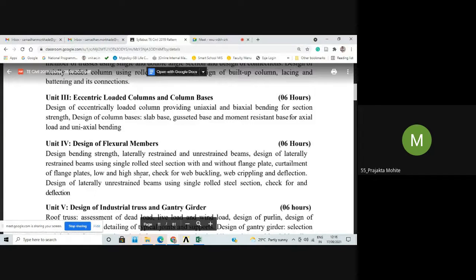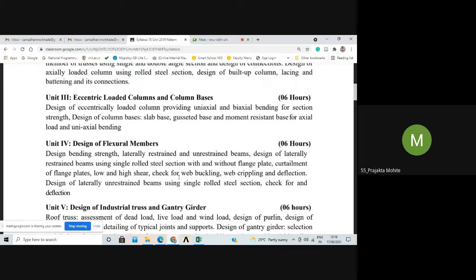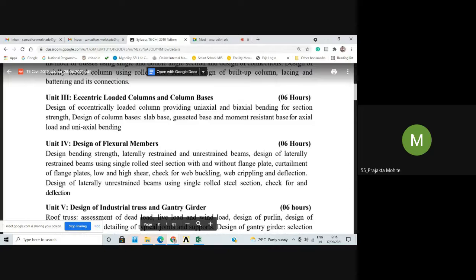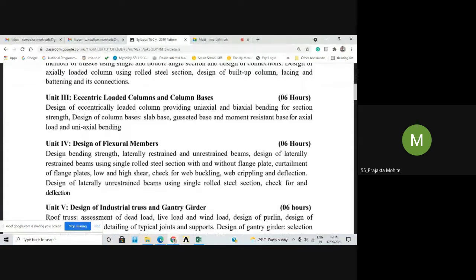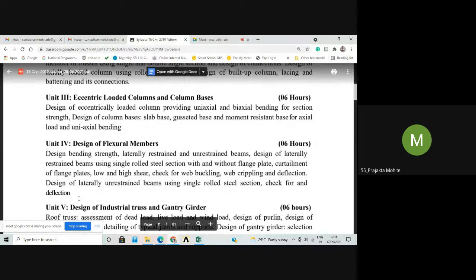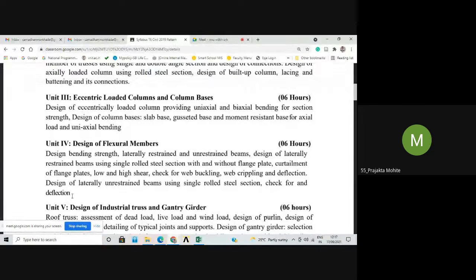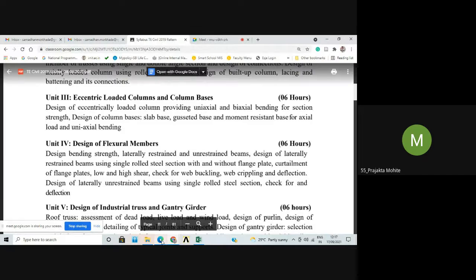Then low shear and high shear, which we have discussed. Check for web buckling, web crippling, and deflections. Then the second point is design of laterally unrestrained beam using single rolled steel section. Check for shear and deflections. So these are the points. We have almost covered all the points. Whatever is remaining, we are going to discuss with the help of design examples.